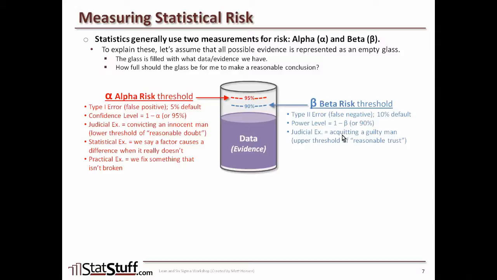So this type of risk, again from a judicial example perspective, is the risk of acquitting a guilty man. That is, letting a guilty person go free. And we don't want to do that either. If it's really guilty, then we want to be able to convict them. And we don't want them to go free. So there is a risk that we could actually be letting somebody go free that really is guilty after all.